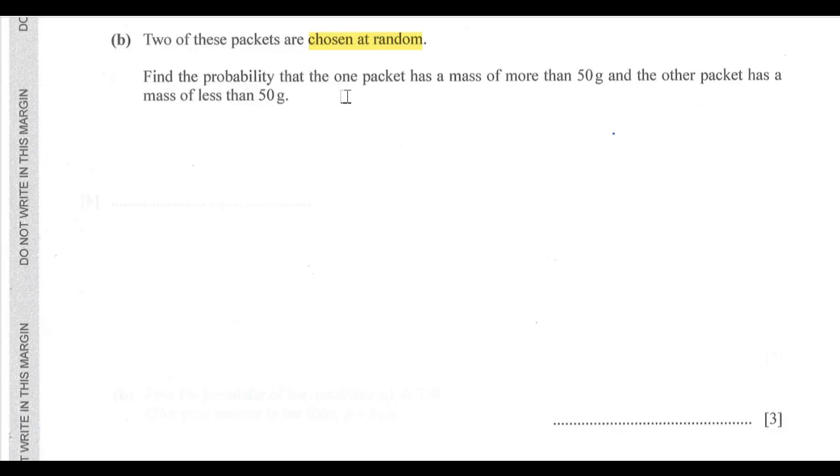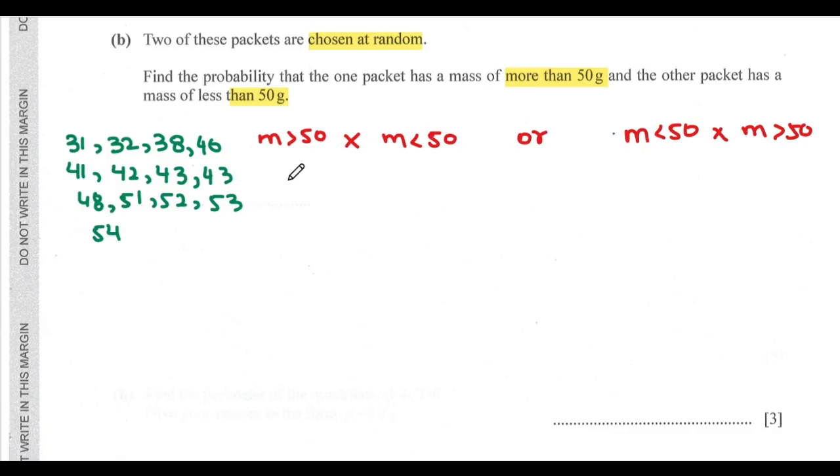Find the probability that one packet has mass more than 50 gram and the other packet has mass less than 50 gram. So what is the probability that if we make the first attempt, the first packet that we got has a mass greater than 50, and then we made the second attempt and the second packet has mass less than 50? Or if we made the first attempt, the first packet has the mass less than 50 and the second packet that we get has the mass greater than 50. So these are the two possible events.